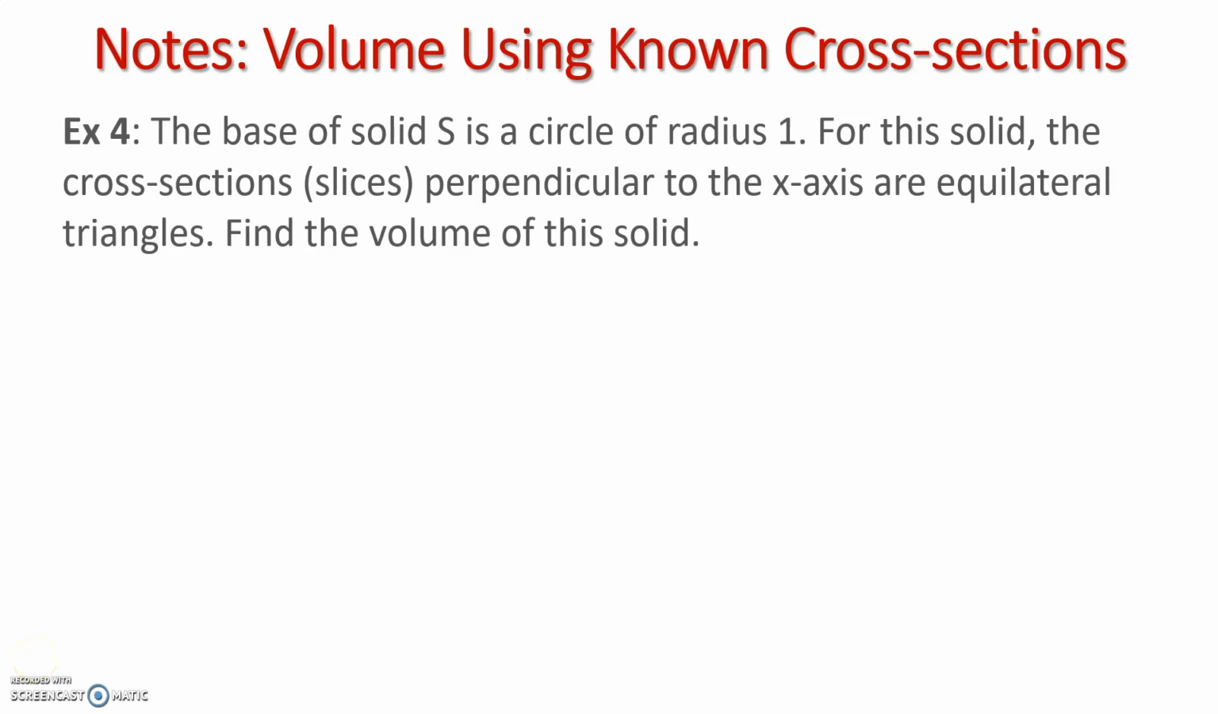All right, let's take a look at our last example. Example 4. The base of a solid S is a circle of radius 1. For this solid, the cross-section slices perpendicular to the x-axis are equilateral triangles. Find the volume of this solid. Let's start with an image.